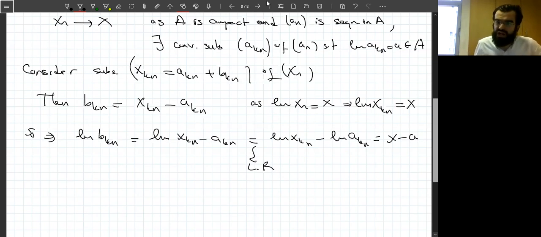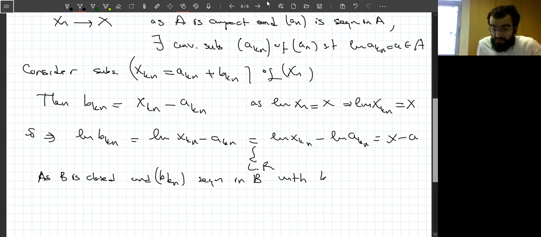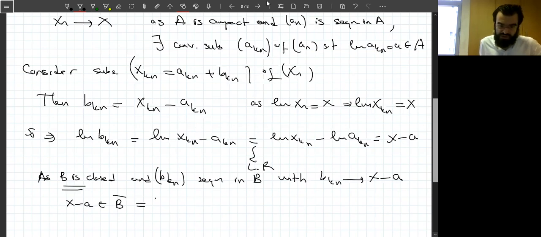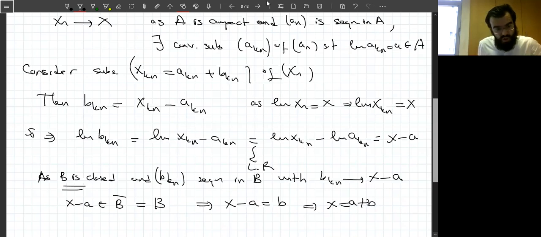Oh, so I need to show this belongs to B. But how? As B is closed and b_kn is a sequence in B with b_kn converging to x minus a, x minus a belongs to the closure of B, but B is closed, which is B, so x belongs to A plus B.